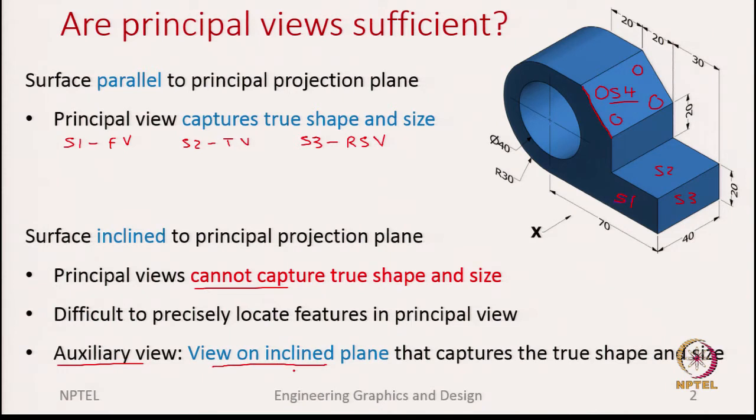So, that is what we call auxiliary views, where the view on the inclined plane captures the true shape and size. So, essentially what we covered in this slide is when we need these auxiliary views. We need these auxiliary views when you want to project the true shape and size of a surface which is not parallel to any of the principal planes, and then we need to come up with an auxiliary plane on which we capture the auxiliary view. Okay. So, from now on we will see how we capture it and what the step by step methods are to draw those auxiliary views.